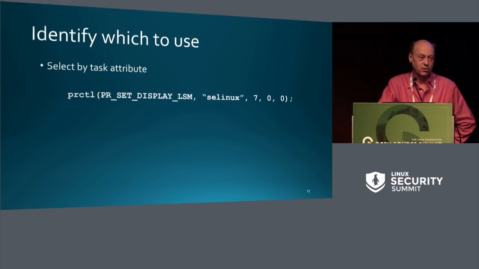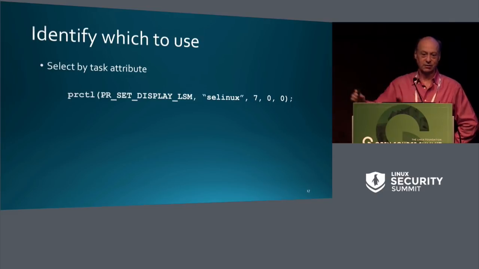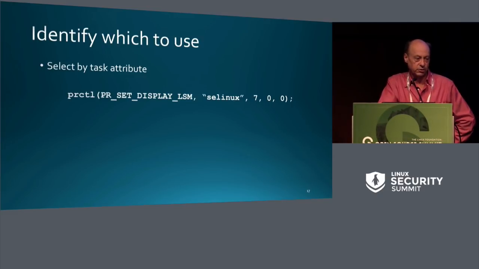Now, we could have done it a number of other ways. One way that had been suggested was that when you call SO_PEERSEC, you would get an in-order list of the attributes for all the security modules you have. That would probably have broken user space in hideous and uncomfortable ways. So we decided not to do that.